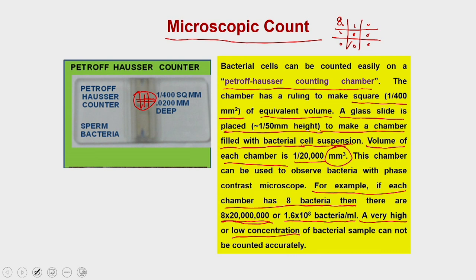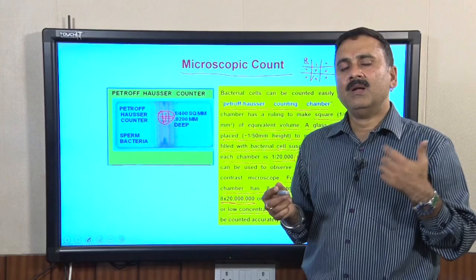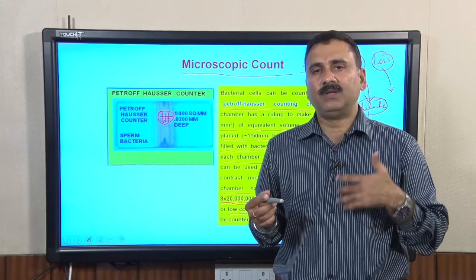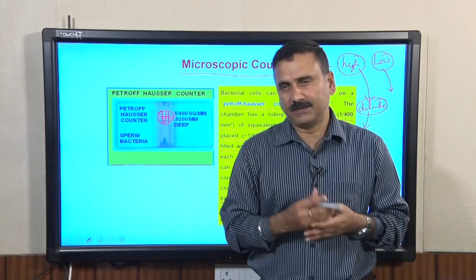If you have a very high number or a very low number, there is a chance that your counting may not be correct. In those cases, if it is a very high number, you might have to dilute the bacteria, you can do a serial dilution, and then use this diluted solution for counting. If it is a very low number, then you have to concentrate it and use a larger volume, so that the number of bacteria present in each chamber is optimal, your counting is statistically significant, and you make fewer errors.